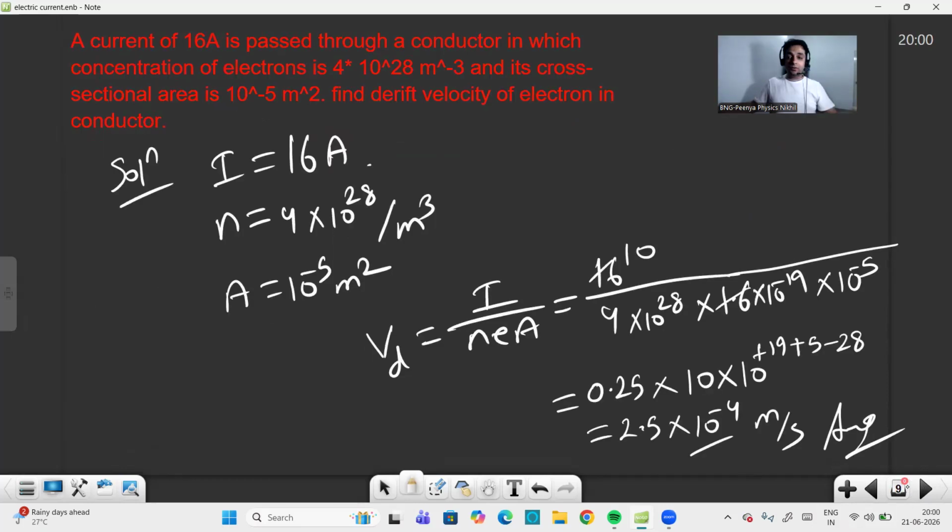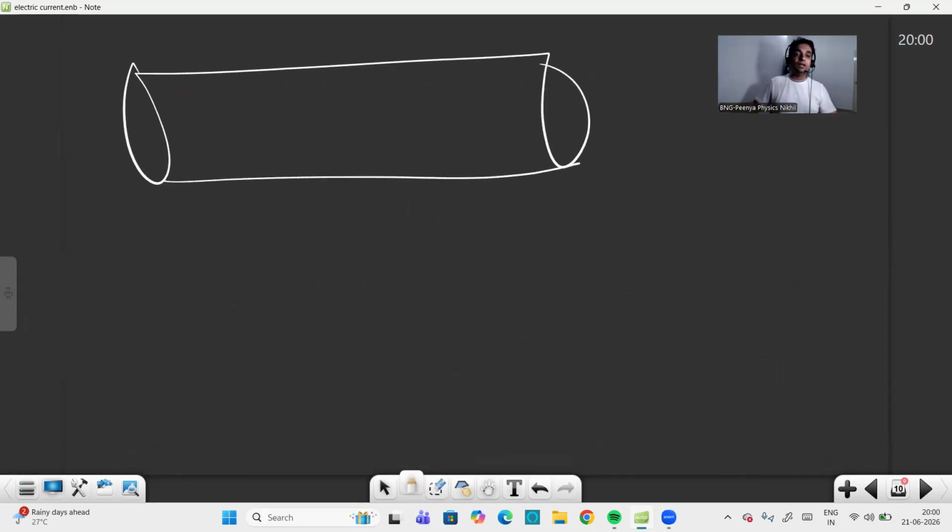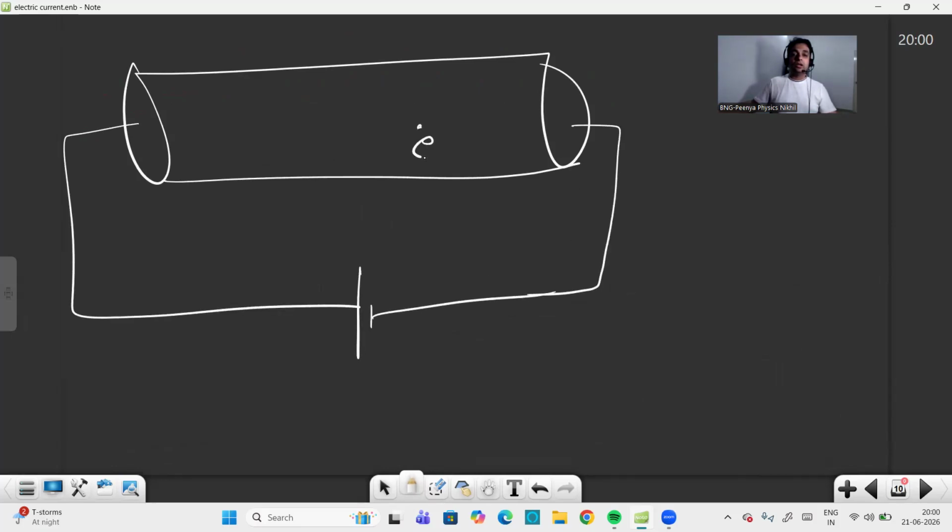If I discuss the drift velocity, for example, if there is a conductor and we connect it with an external supply, electrons will start to move. When electrons start to move, they collide with their neighbor electrons. As they collide with neighbor electrons, they get an opposition force.